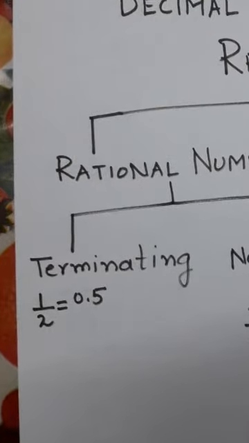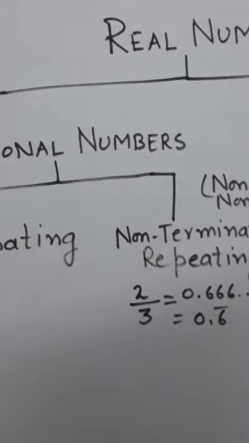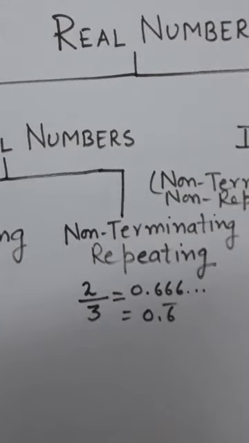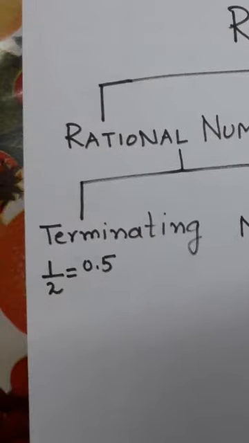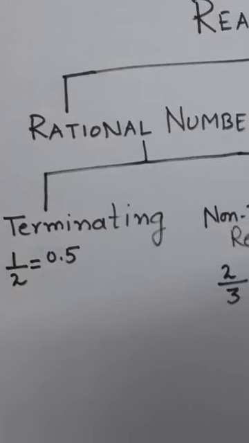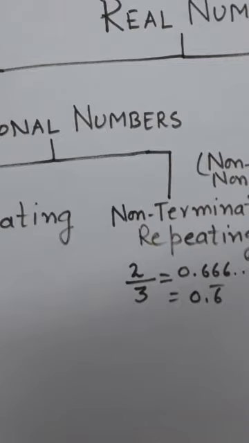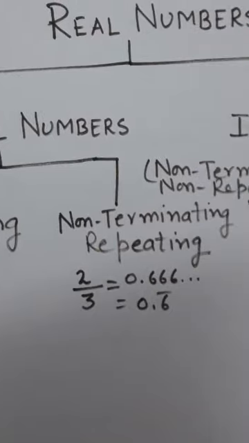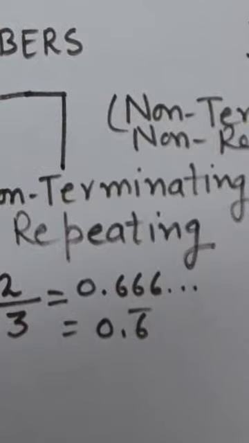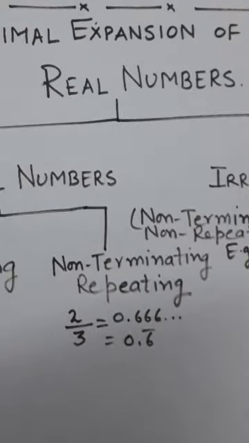The first is terminating decimal expansion and the second is non-terminating repeating decimal expansion, the first two which we have discussed. Terminating: 1 by 2 can be written as 0.5. Now see here, 2 by 3 can be written as 0.666, or we can simply write it as 0.6 bar. Here the same number repeats itself. The quotient never reaches 0 and the same number is repeating again and again. So this kind of decimal expansion is called non-terminating repeating.